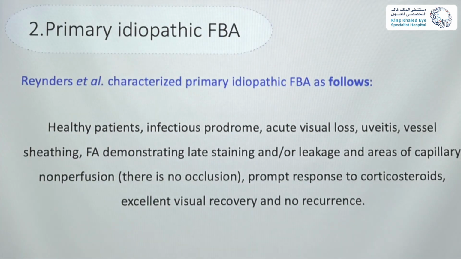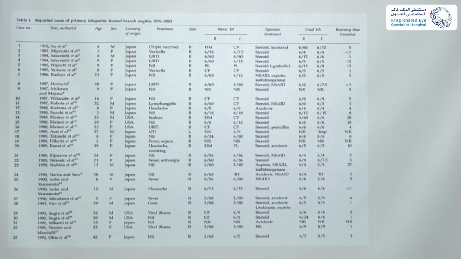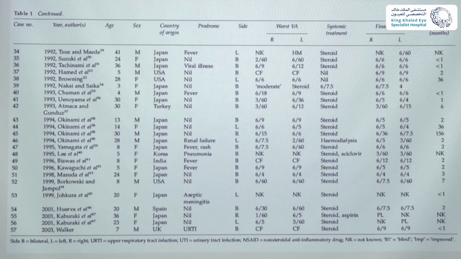The second group, primary idiopathic frosted branch angiitis, these patients were described as follows: healthy patients, infectious prodrome, acute visual loss, vascular sheathing, and in FFA you will see late staining or leakage, but there is no occlusion, and they respond very well to steroid with excellent visual recovery without recurrence. In this table, they summarized all the cases that were published until 2003.